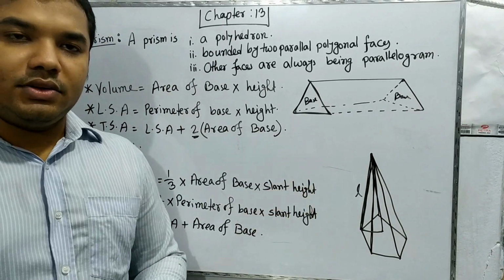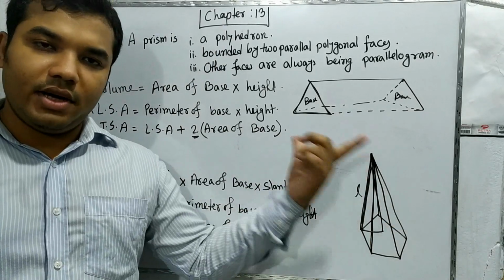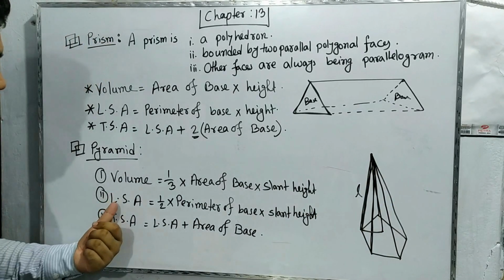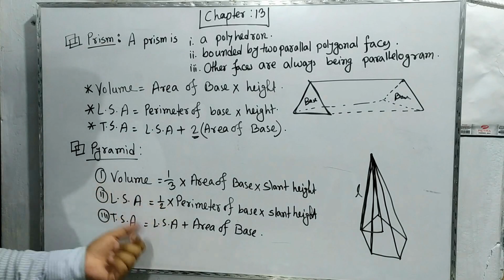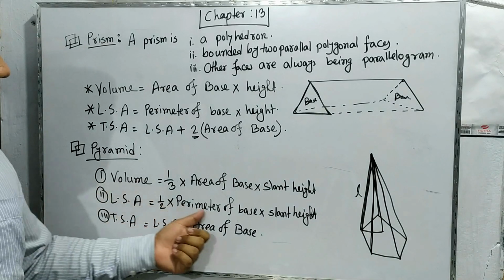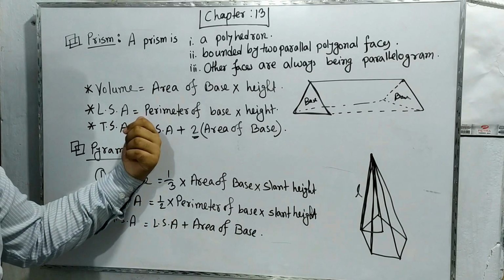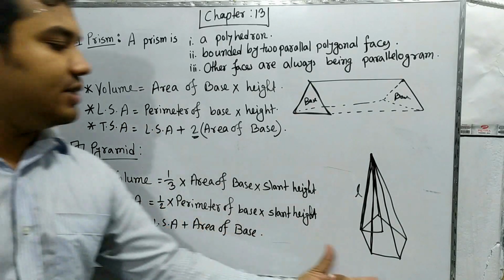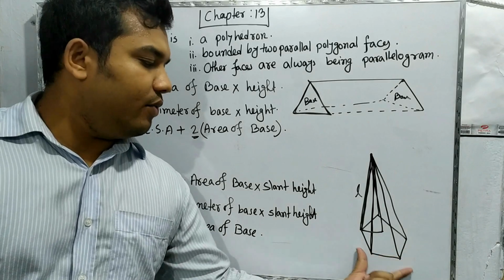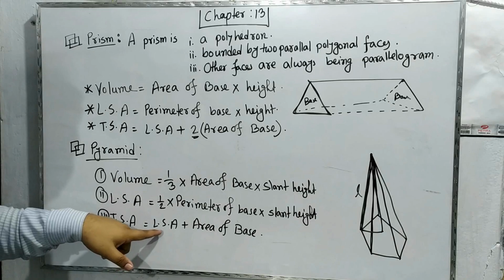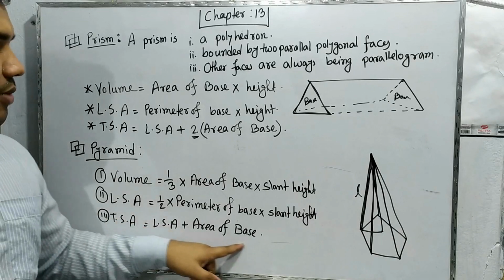When you are trying to solve this type of math, you can understand very easily what the slant height is. Now the lateral surface area will be half into the perimeter of the base into the slant height. Why half? Here there was no half, but here there is half, because here is only one base. And the total surface area will be the lateral surface area plus the area of the base.